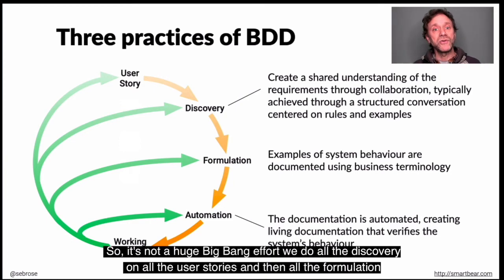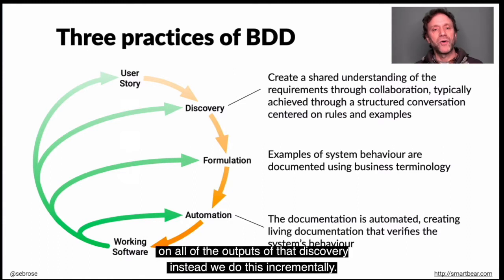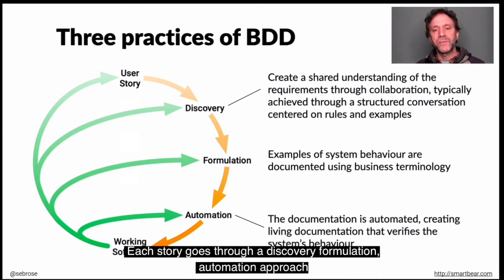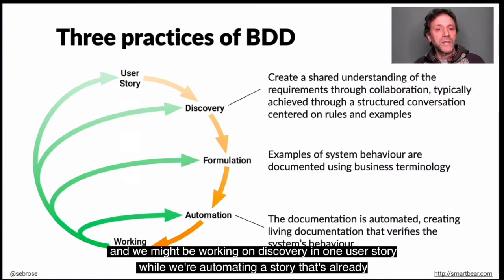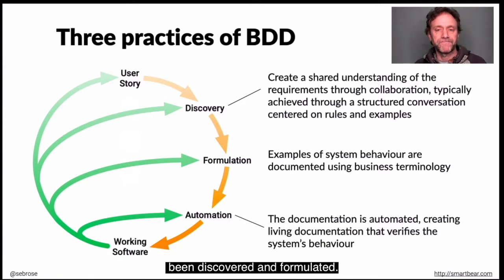So it's not a huge big bang effort. We don't do all the discovery on all the user stories and then all the formulation on all of the outputs of that discovery. Instead, we do this incrementally. Each story goes through a discovery, formulation, automation approach, and we might be working on discovery in one user story while we're automating a story that's already been discovered and formulated.